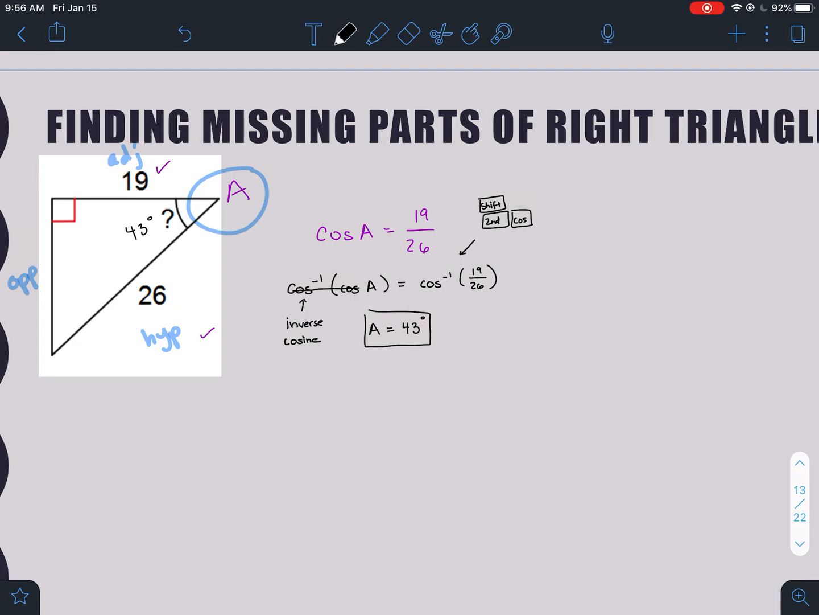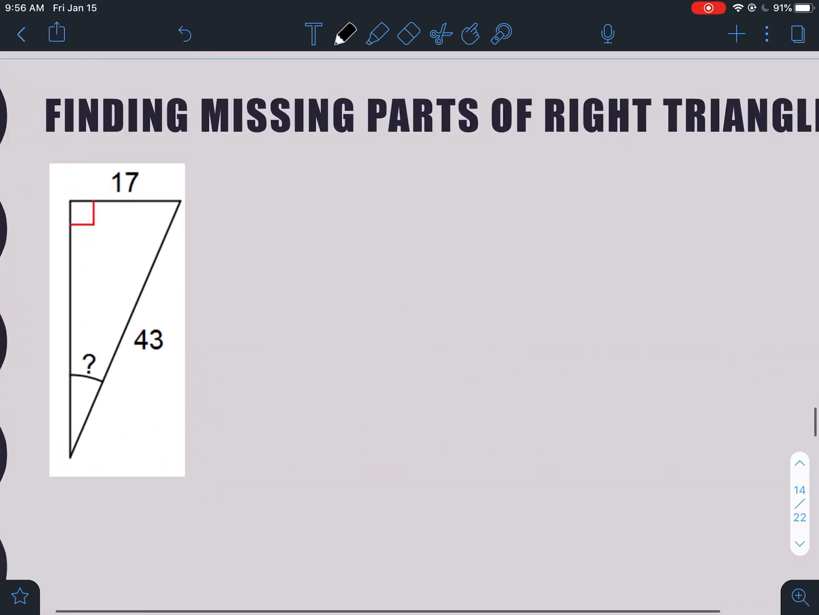So again, to find a missing angle in a right triangle, if you can't use the triangle sum theorem, you're going to use the inverse sine, inverse cosine, or inverse tangent buttons on your calculator. So let's look at another one. So how would I find that missing angle? Well, again, we'll call this angle B this time. And so label the sides. 17 is the opposite, 43 is the hypotenuse, and then this side was D, the adjacent.